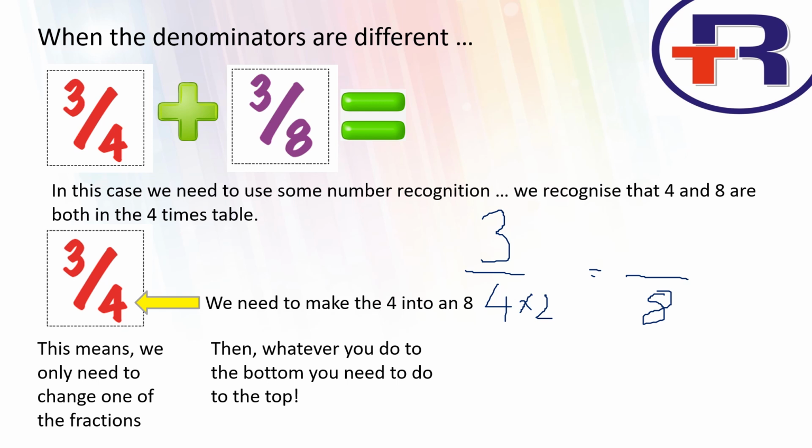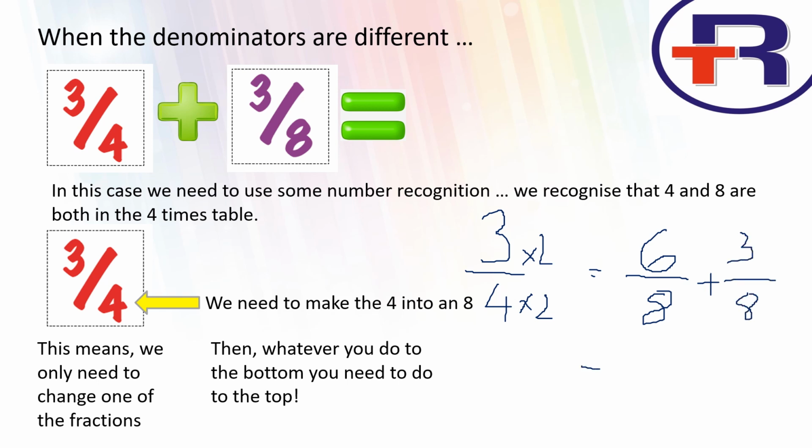We then have to remember that whatever we do to the bottom of the fraction, we need to do to the top. So we have to times the 3 by 2. 3 times 2 is 6. So now we have 6/8 plus 3/8. We didn't need to change that fraction, that stays the same.